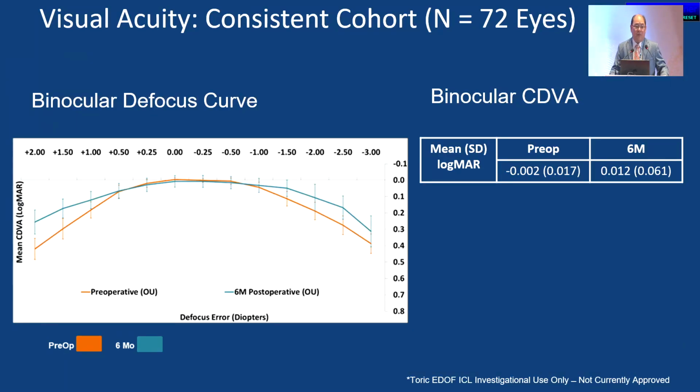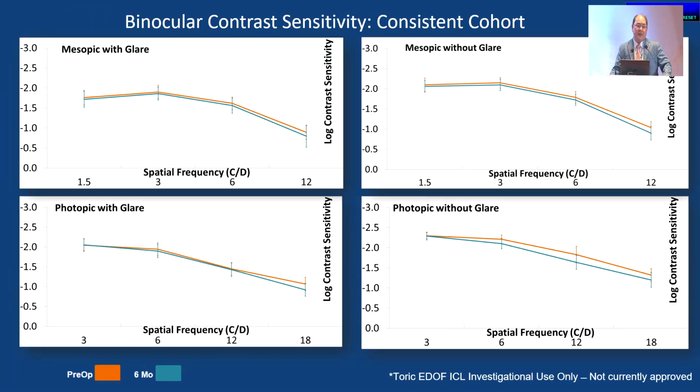In terms of the focus curve, compared to a non-EDOF eye, we see that there's a wider range of focus. I think it adds about 1 diopter to 1.2 diopters of near add to the eye. We tested contrast sensitivity, and we see that mesopic contrast with and without glare is very similar to normal from pre-op to 6 months, and with and without glare photopic is also very similar.